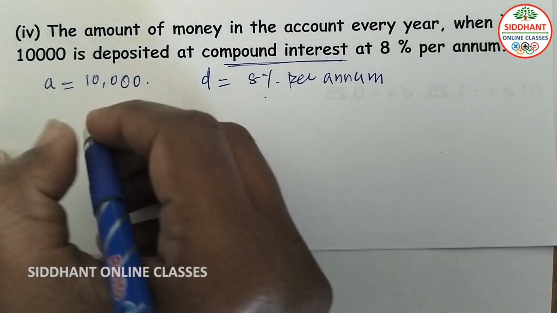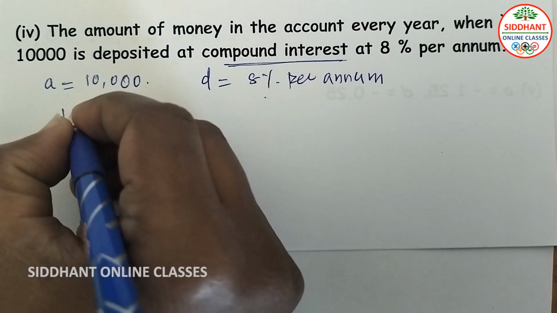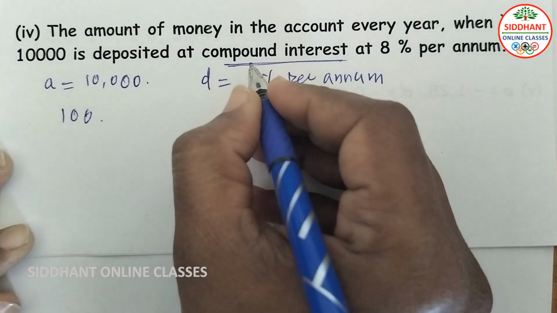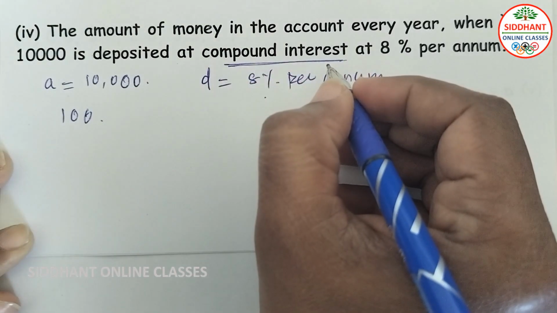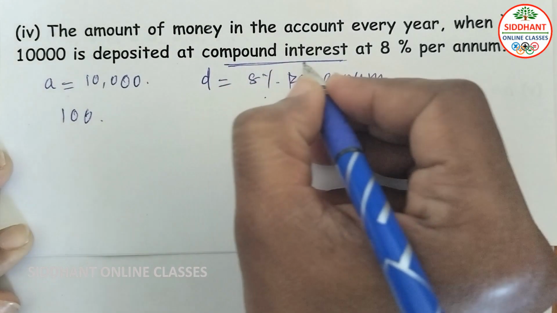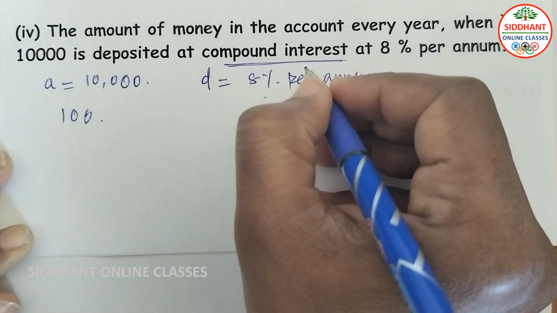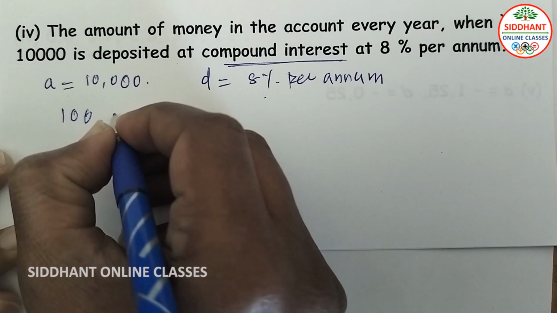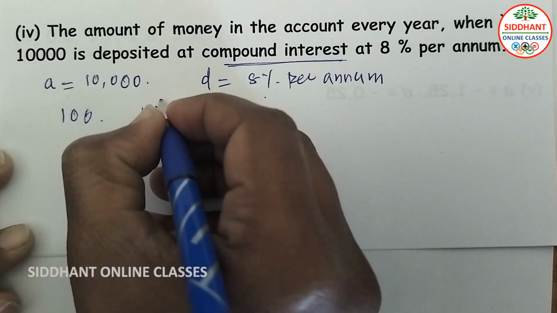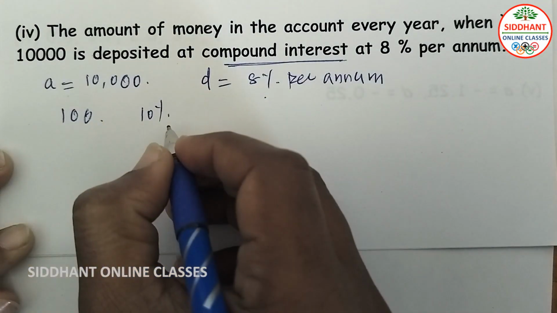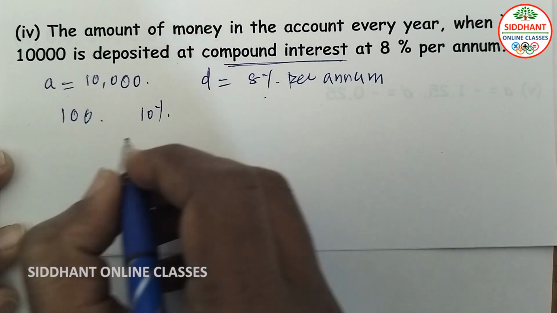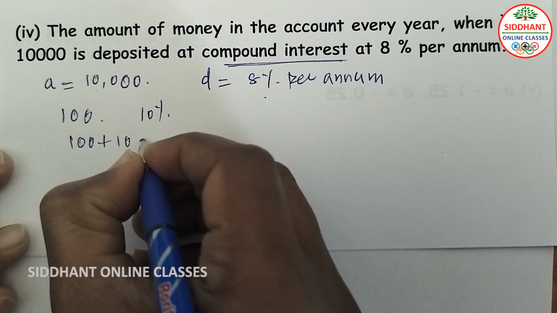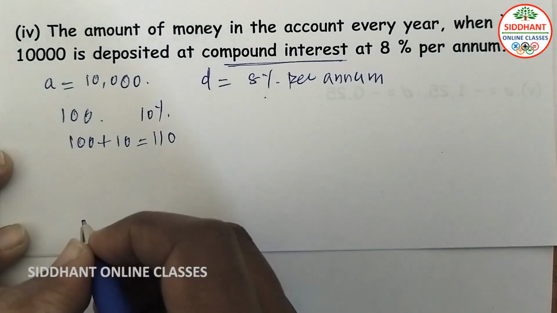Suppose we are going to take 100 rupees. The simple interest concept is different and the compound interest concept is different. So here in the question they have asked compound interest. Suppose 100 rupees is there, and we are going to keep 10% interest. Suppose if you want to calculate simple interest, then 100 plus 10 will be 110 here.